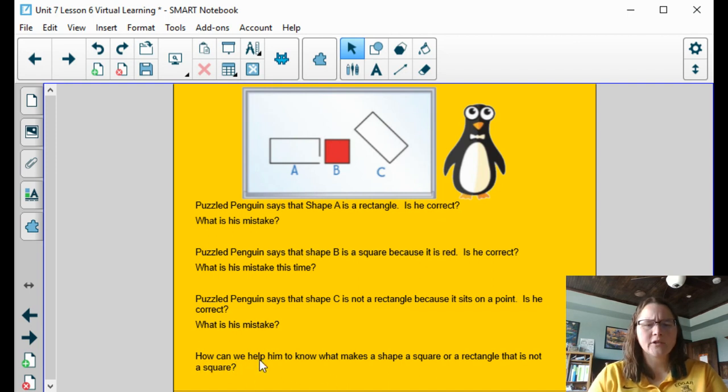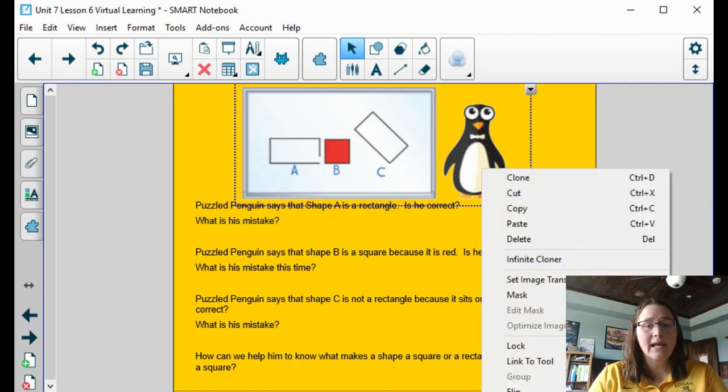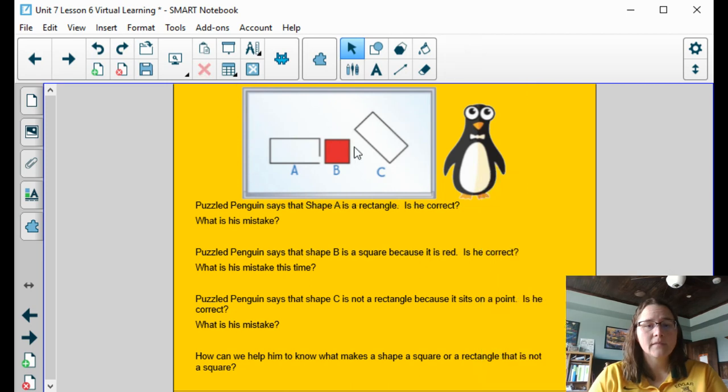How can we help Puzzled Penguin to know what makes a shape a square or a rectangle? But remember, boys and girls, not all rectangles are squares, right? So, for example, this B here, this red square, that is a square. This is a square because all 4 sides are the same length. Is C a square? No, C here cannot be a square. C is a rectangle and only a rectangle.